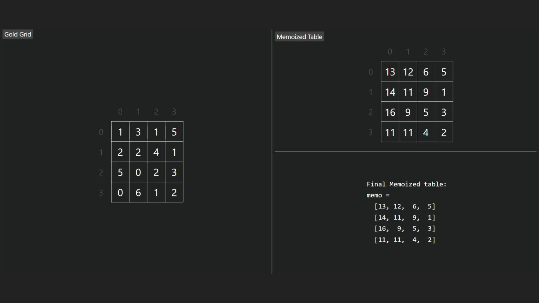Final dynamic programming table. Here's the completed memoized table. Each entry memoized table at I cross J represents the maximum gold collectible if we start at cell IJ.